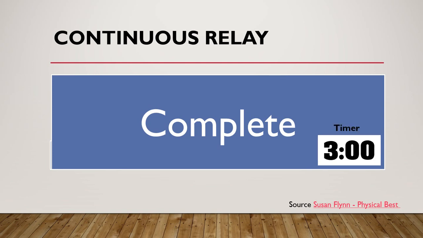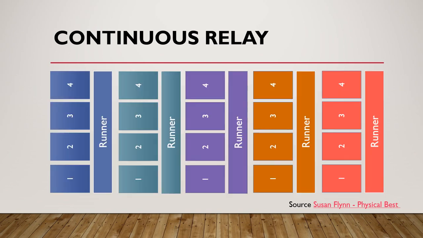And then you could also do it by a time period. In Continuous Relay, you would go continuously until the time period is finished. So you'd have a clock countdown. Once those are completed, then the station rotation would be over.